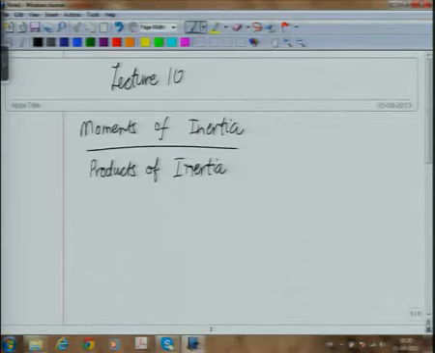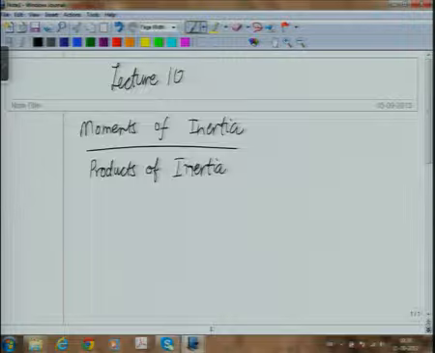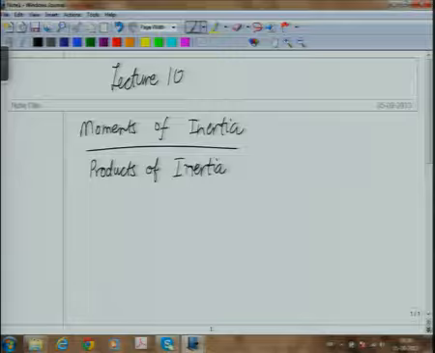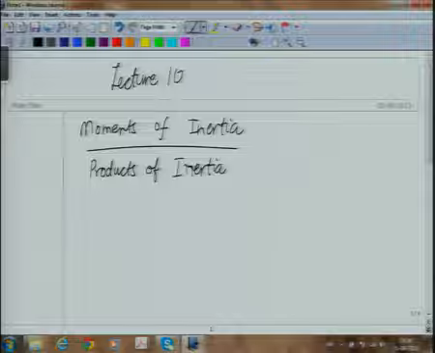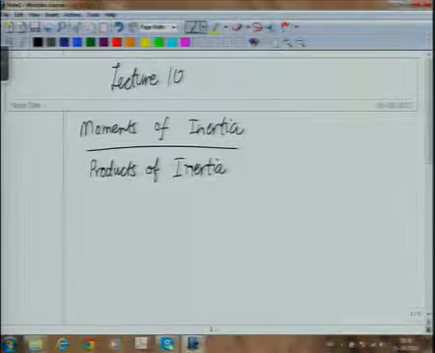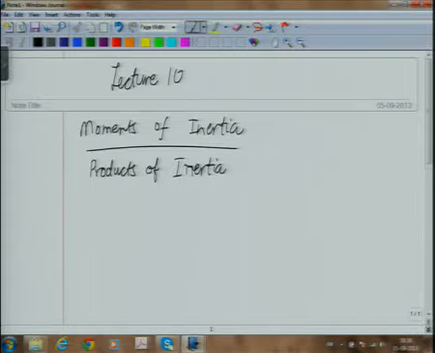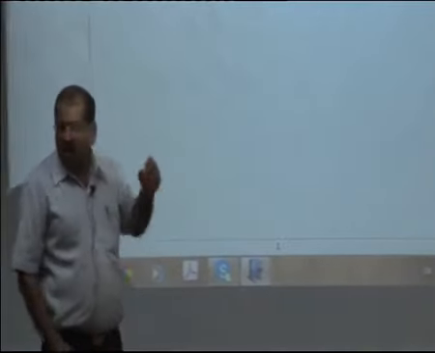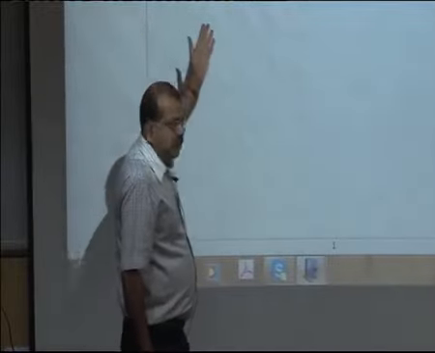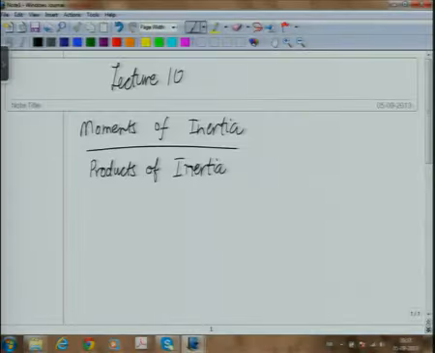Now, so far we have not talked anything about dynamics, about how a body moves, or if forces are acting, couples are acting on a body, how does it move. But when we talk of a rigid body, then it turns out that there are certain quantities of interest which come out, which are related to a rigid body, and a couple of them would be these moments of inertia and products of inertia.